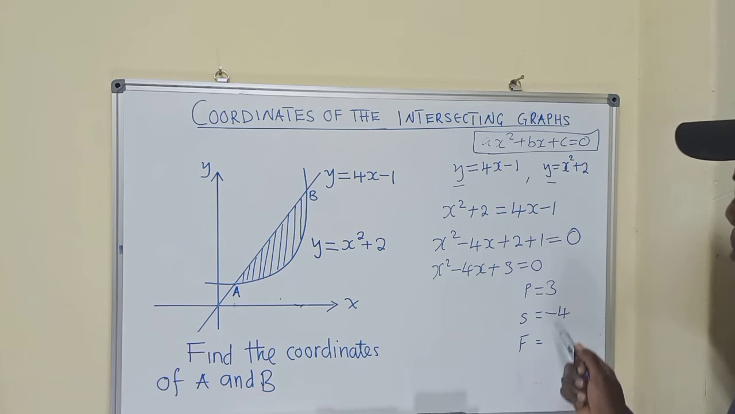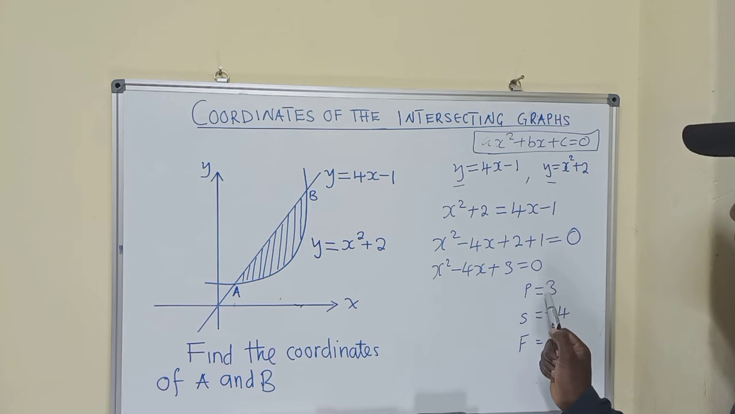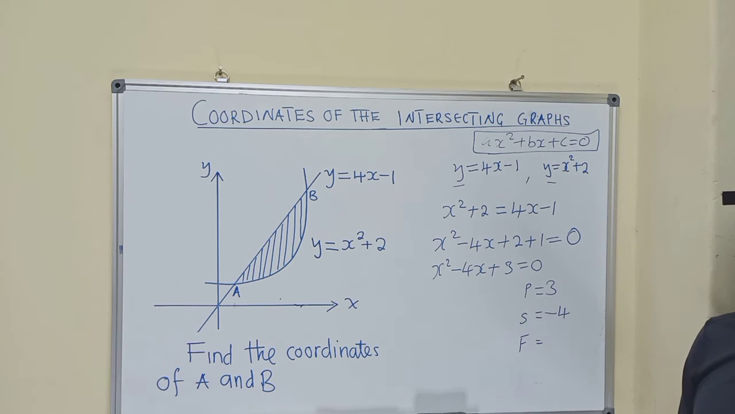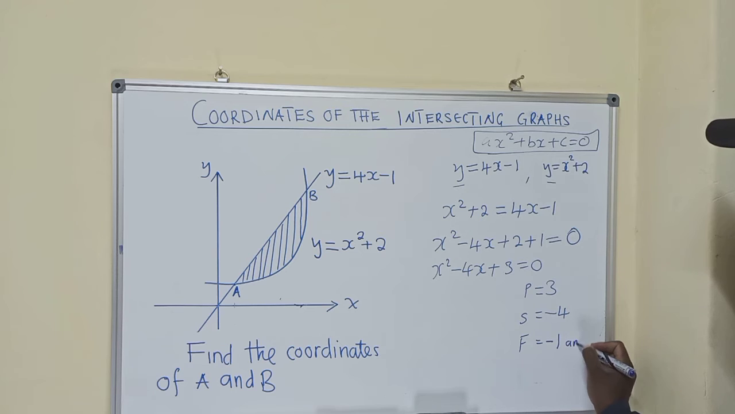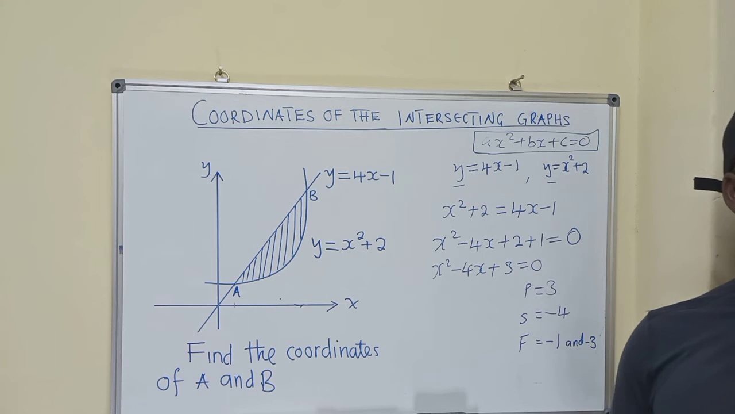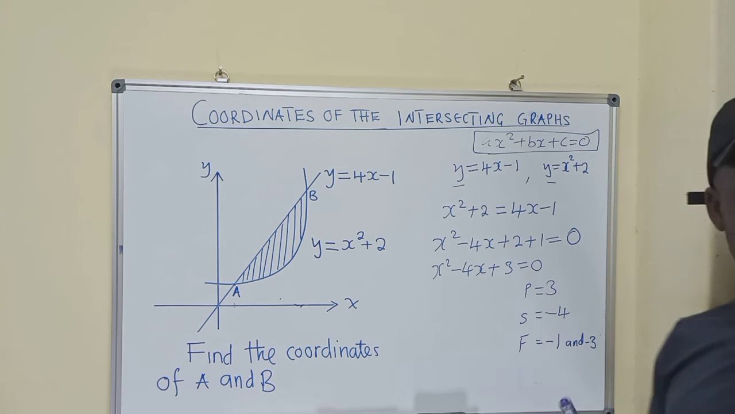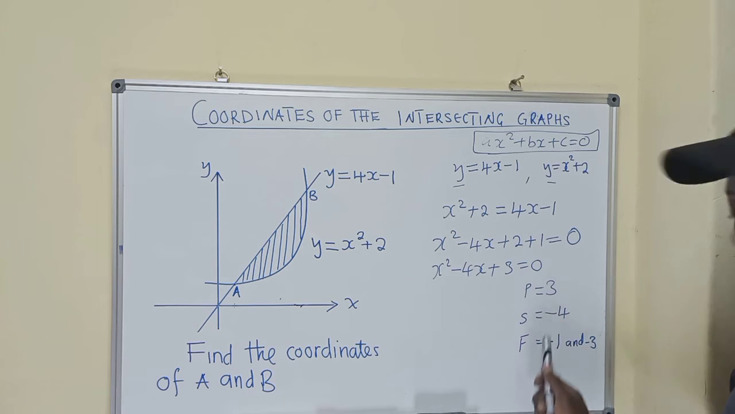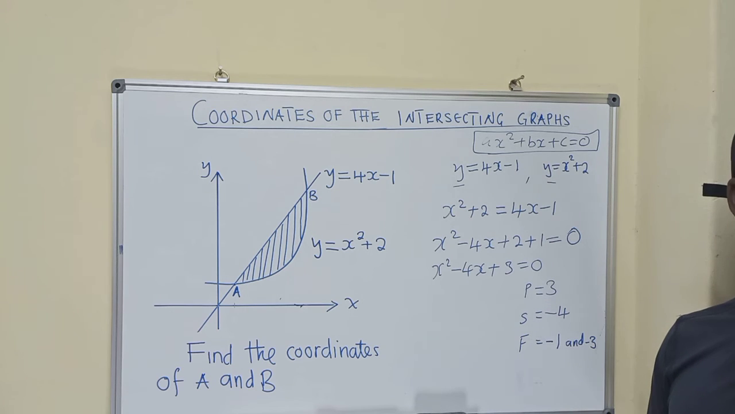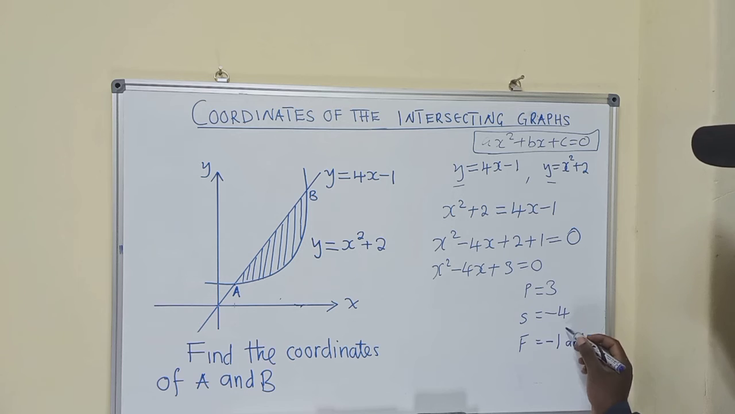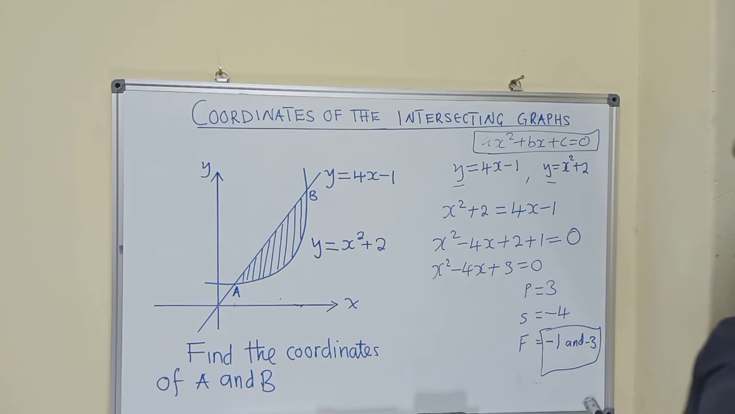So what are the 2 numbers such that when we multiply them, they give us 3, which is the product, and when we add them, they give us negative 4? So these numbers are negative 1 and negative 3. Negative 1 and negative 3. Because if we say negative 1 times negative 3, we'll get a positive 3. Negative and negative will cancel. Negative 1 plus negative 3, it's negative 4. Okay.